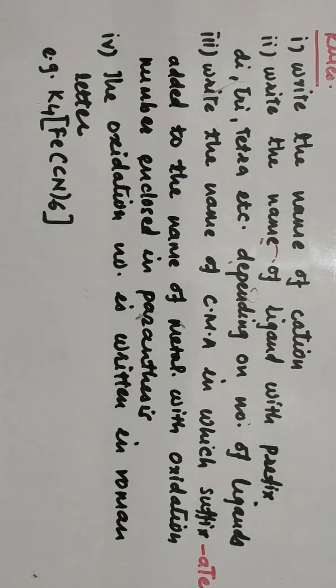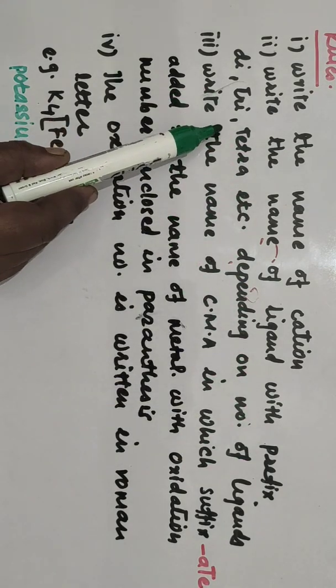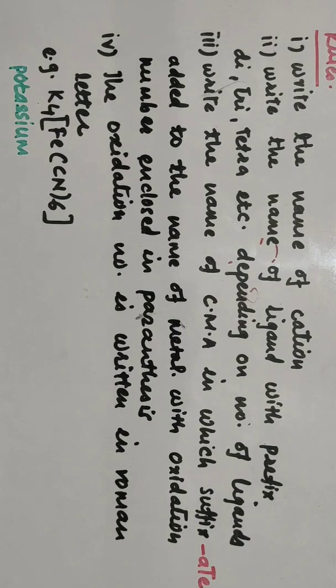So while writing the IUPAC name of an anionic complex, you are always supposed to write the name of the cation first. In this case, your cation is potassium, so write just the name of this cation as potassium. Then the next rule is, you are supposed to write the name of the ligand with prefix di, tri, tetra depending upon the number of that ligand. Here the ligand is the cyanide group, CN group, and in case of anionic complexes or negatively charged ions, wherever there is an ending IDE it gets changed to IDO, or ATE gets changed to ATO.